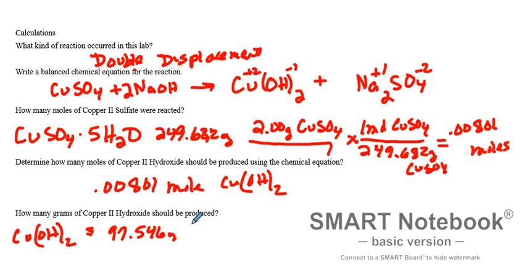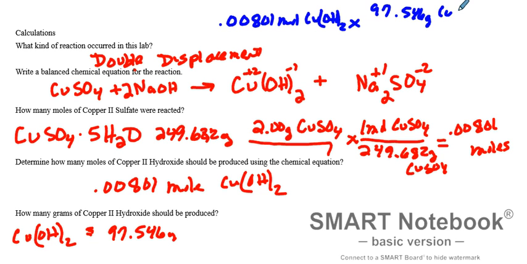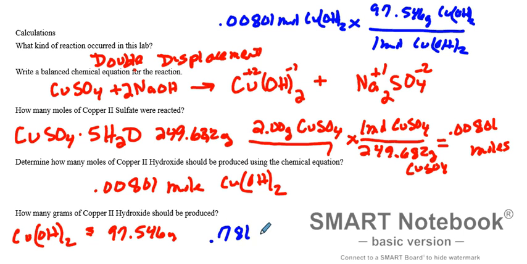Okay, now if I want to convert my moles into grams, then I'm just going to be multiplying my moles times this molar mass. So I'm going to do that up here so that it stays clear, and I'll do that in blue. So I know I have 0.00801 moles of copper hydroxide that's supposed to be produced. I'm just going to multiply that by 97.546 grams of copper hydroxide per 1 mole of copper hydroxide. And the answer to that is 0.781 grams of our copper hydroxide should be produced in this reaction.